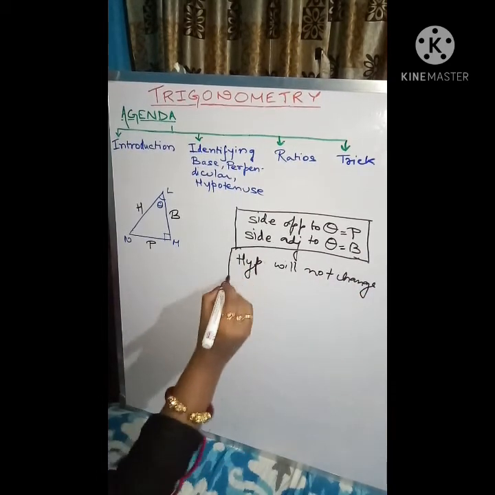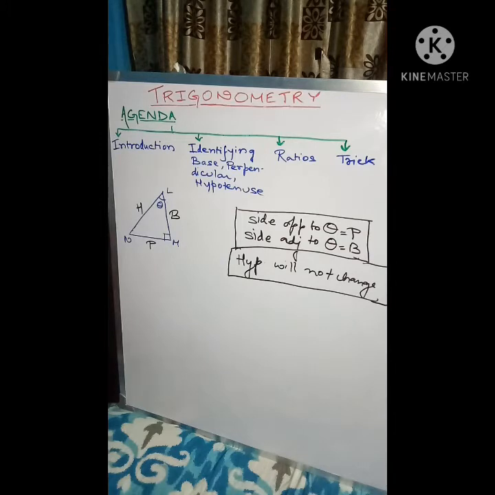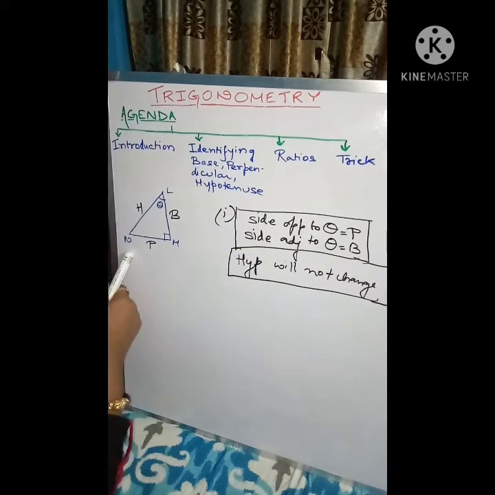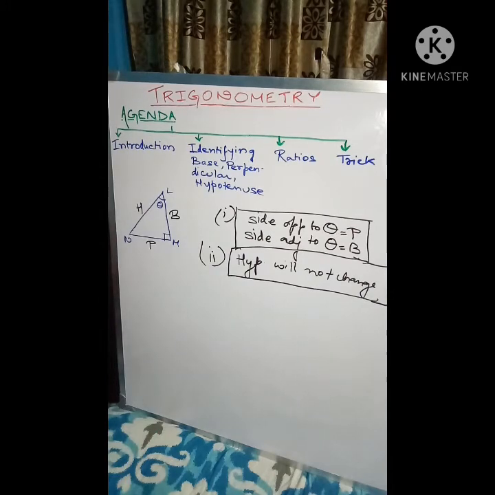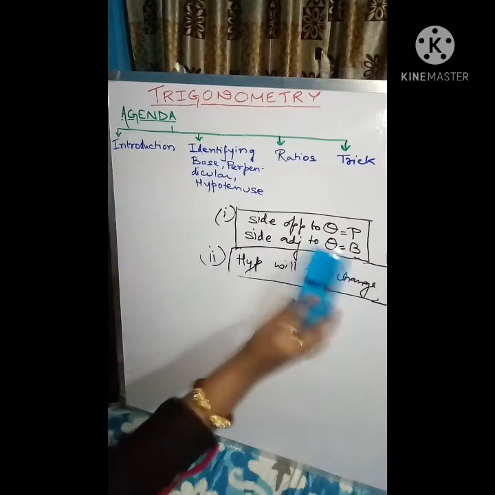Your hypotenuse will always remain the same. In the previous figure also, the hypotenuse was the same; here also it is the hypotenuse. So what we have learned from the second agenda: number 1, the side opposite to theta is your perpendicular. The side adjacent to theta will be your base. And number 2, the hypotenuse will not change. Now we'll move on to our third part, that is trigonometric ratios.